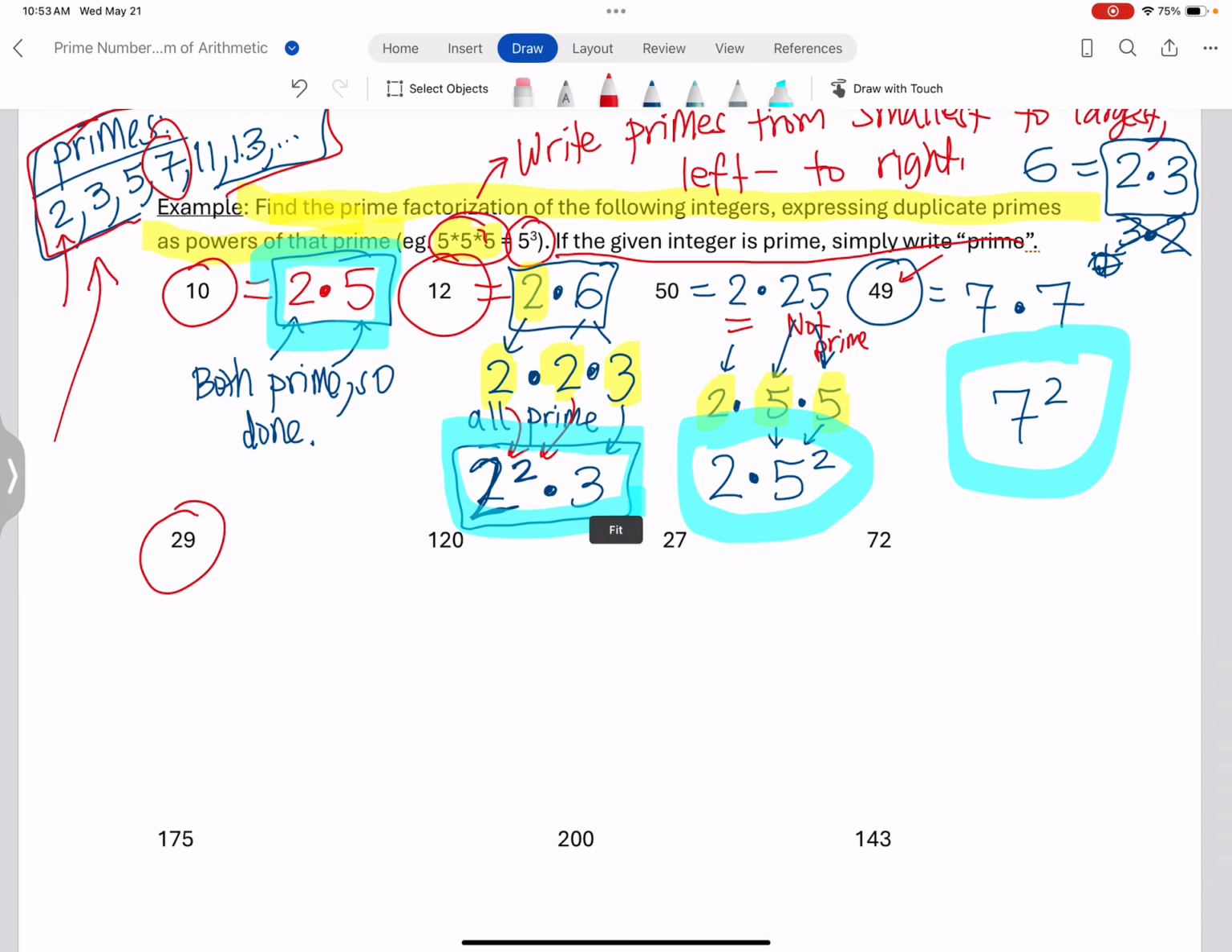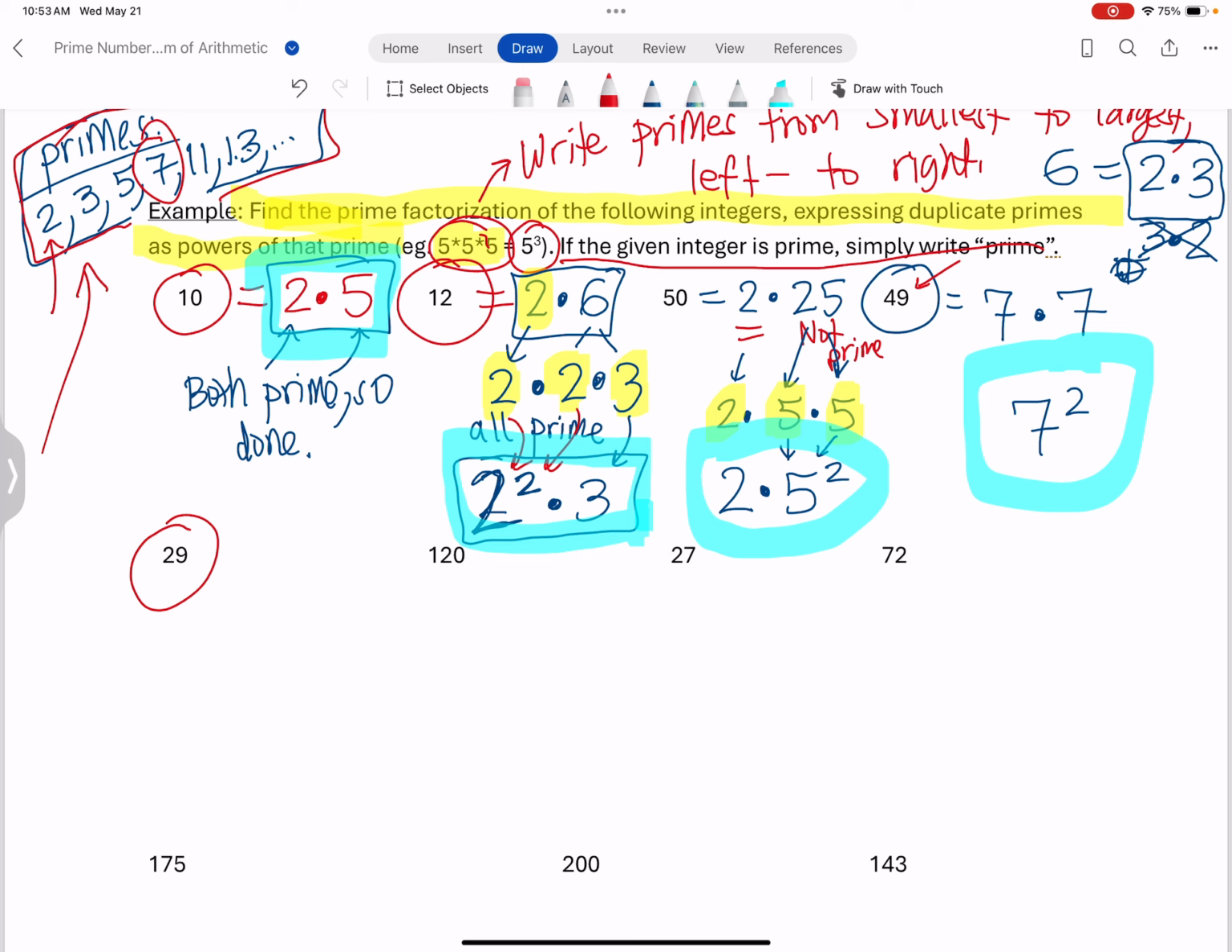Okay, 29. Is it divisible by 2? No, because it doesn't end in an even number. Is it divisible by 3? Let's see, the sum of the digits, 2 plus 9 is 11. That's not going to work. So 3, no. 5, no, because it doesn't end in a 0 or a 5. Does 7 divide in? No. Okay, how about the next guy on the list? Does 11 divide in? I don't think it does. 13 doesn't divide in either, so I'm going to have to think about this.